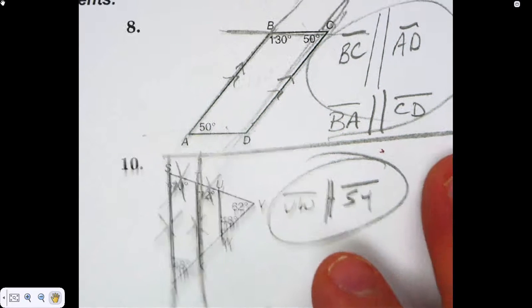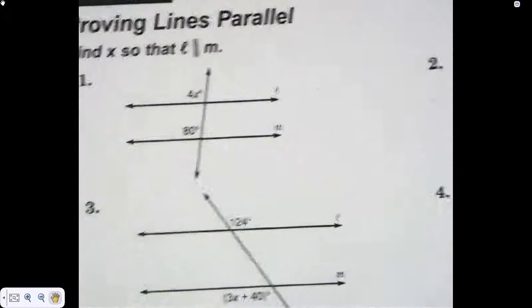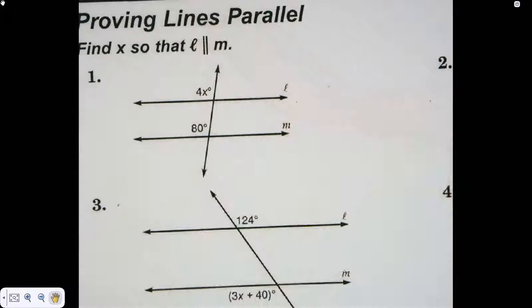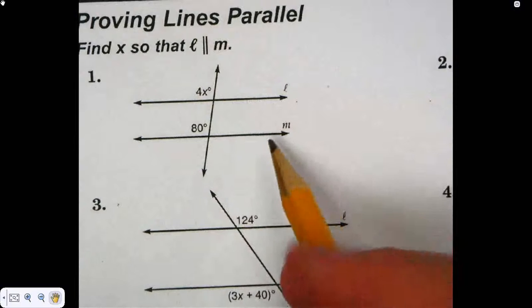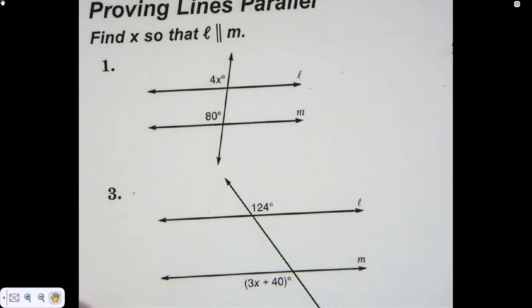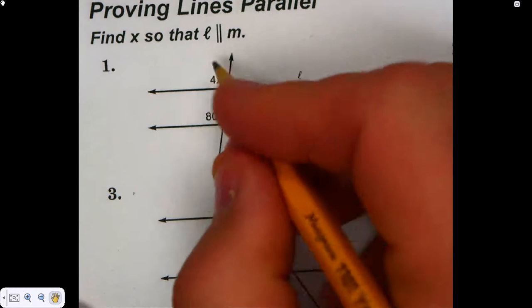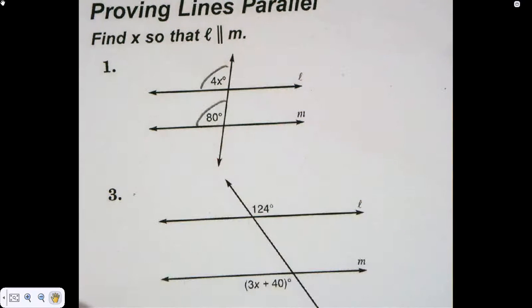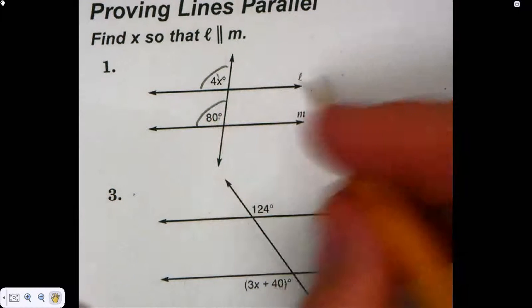Now, 1 through 6 are the other type of problem on here, which are more like problems from the previous section. They're going to say find x so that L has to be parallel to M. Well, if these two are parallel, then what do I know about 4x and 80? Do they add to 180 or they have to be the same? They're corresponding angles, are they not? So they're congruent.